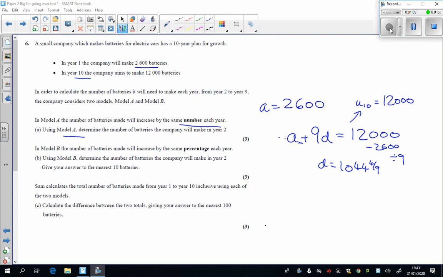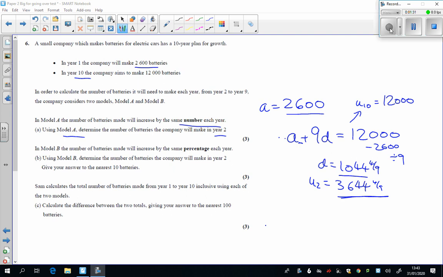And the question says, how many will they make in year 2? So U2 would be 2,600 plus that, which is 3,644 and 4/9 if you want to. So it's just using the arithmetic sequence ideas.